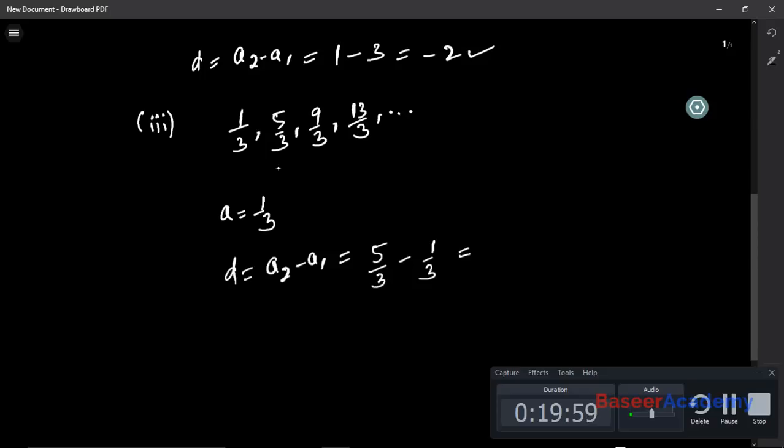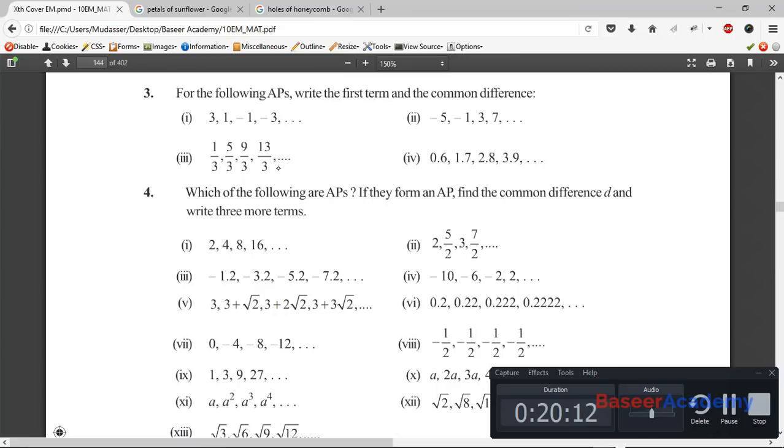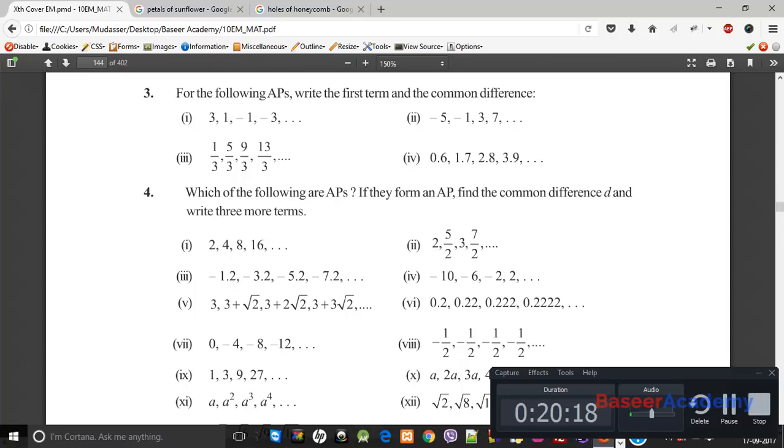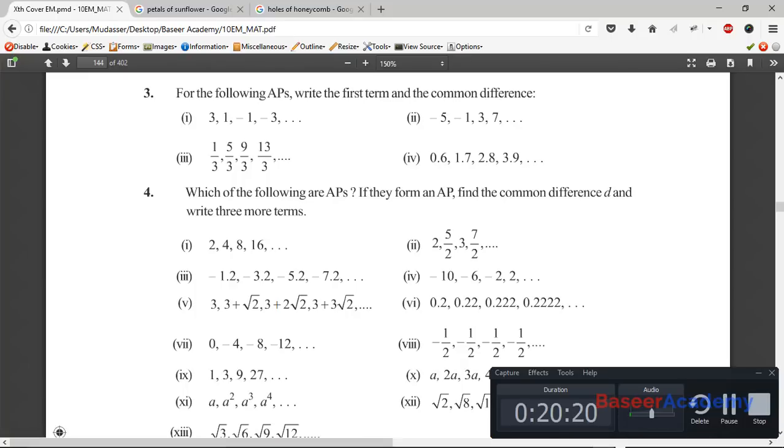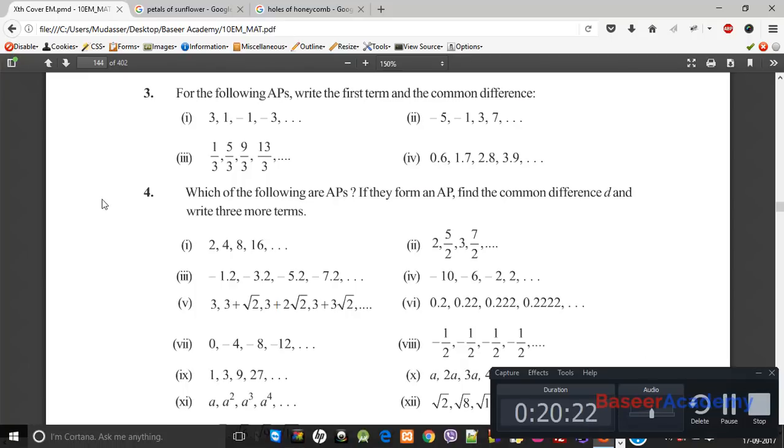Both the denominators are the same, so the LCM would also be the same. 5 minus 1 is 4. 4 by 3 is the difference, and 1 by 3 is the first term. Before I move to the fourth question, I want to talk about finite arithmetic progression and infinite arithmetic progression.